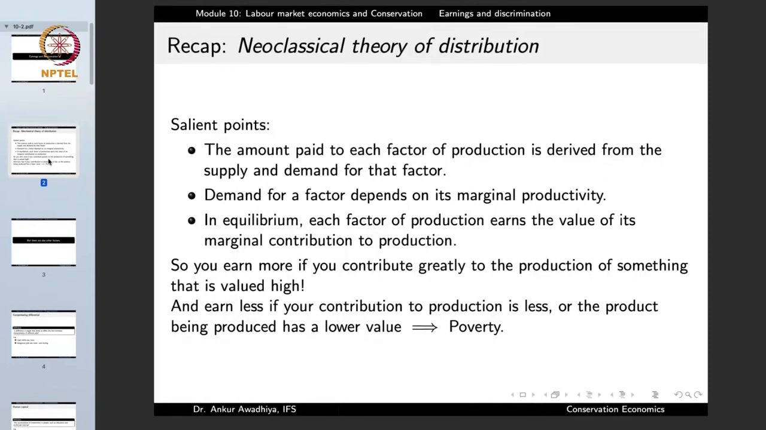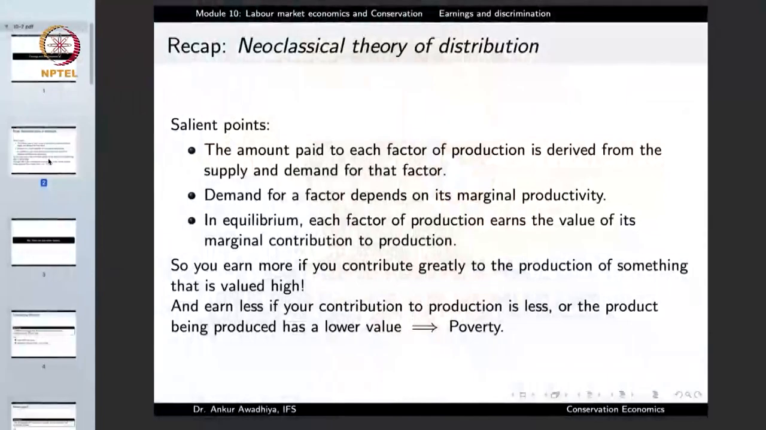In the last lecture we had a look at the neoclassical theory of distribution, and in that we saw these salient points. The amount paid to each factor of production is derived from the supply and demand for that factor, which means that in the case of the labor market, the demand for labor and the supply of labor will determine how many people get employed in the market and what is the rate at which they will be paid, or the wage rate.